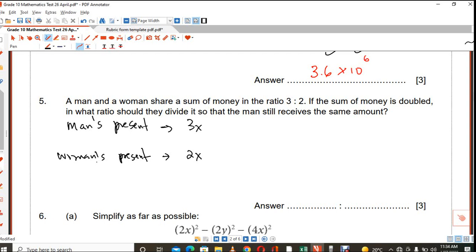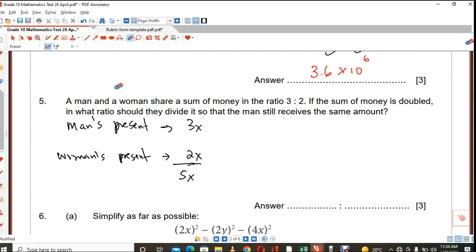What is the sum? It is 5x. So that 5x, let me explain to you. The man will get 3x out of the 5x.